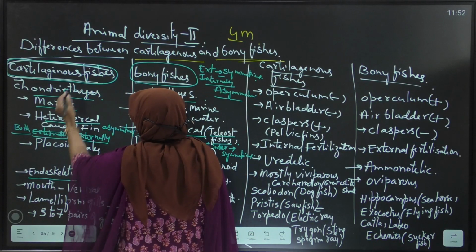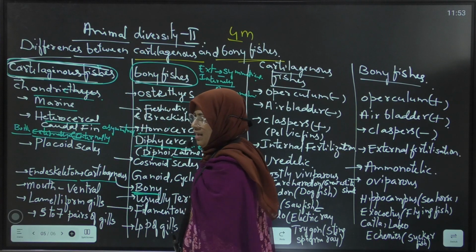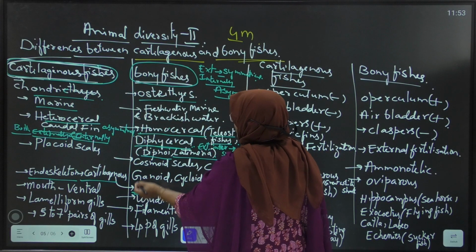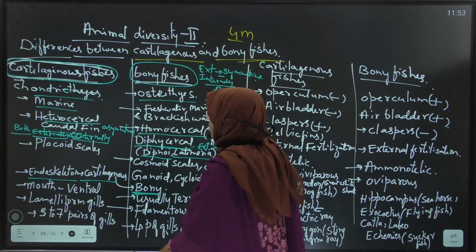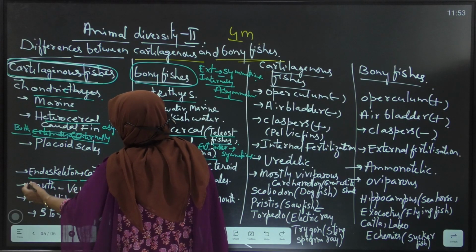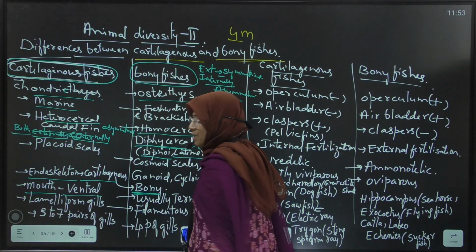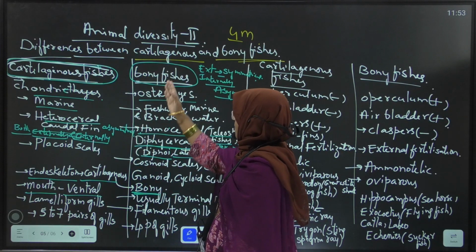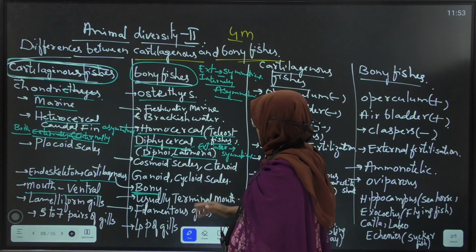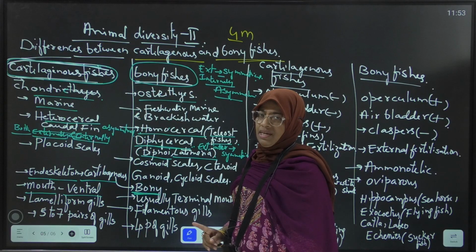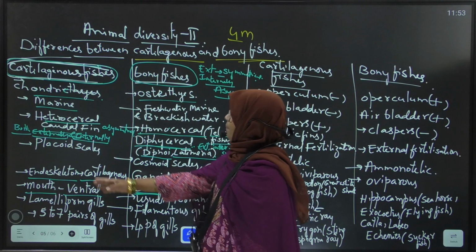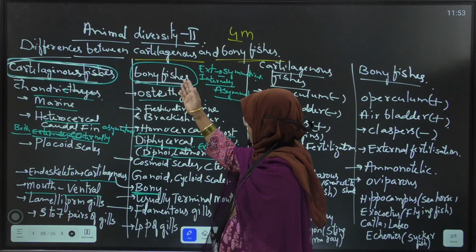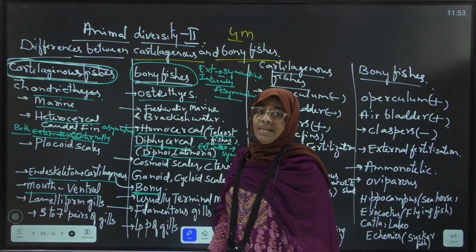Okay, next, the endoskeleton of the cartilaginous fishes is cartilaginous. It is made up of cartilage, we already discussed, and the endoskeleton of the bony fishes is made up of bone. Okay, next, the mouth in the case of cartilaginous fishes is ventral in position. But in bony fishes, usually the mouth is terminal in position.